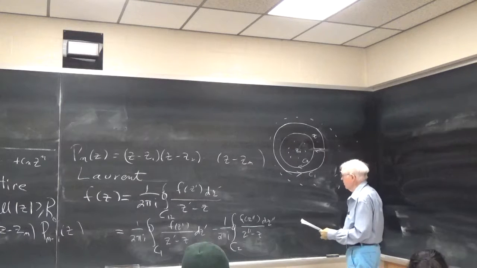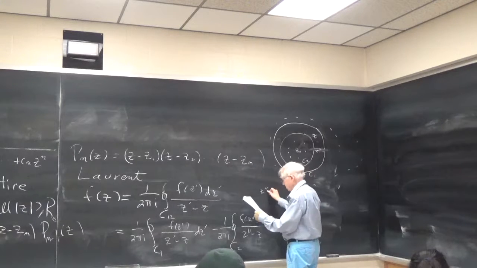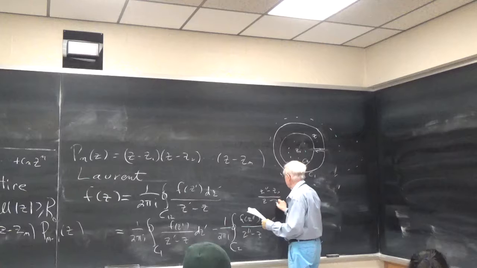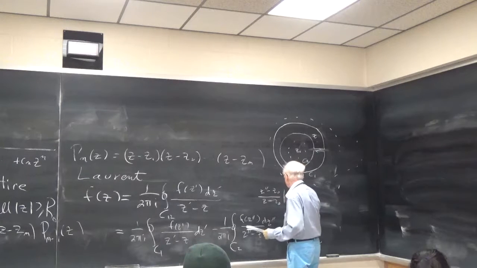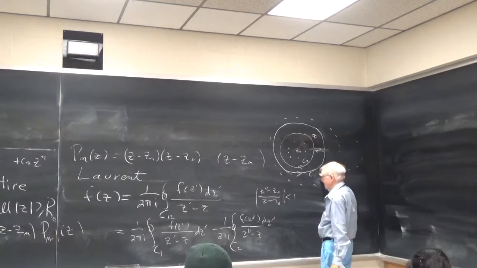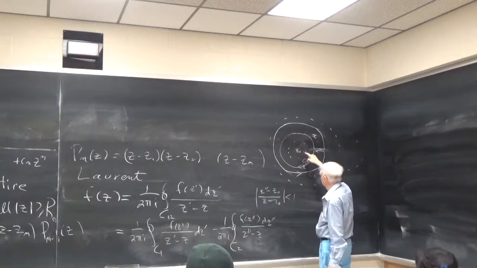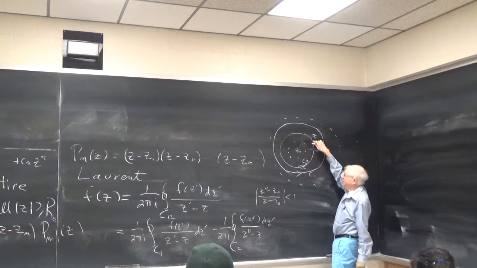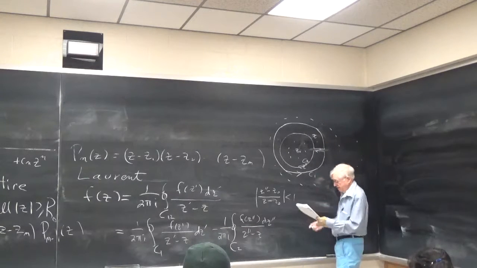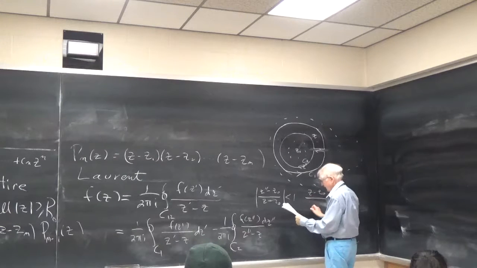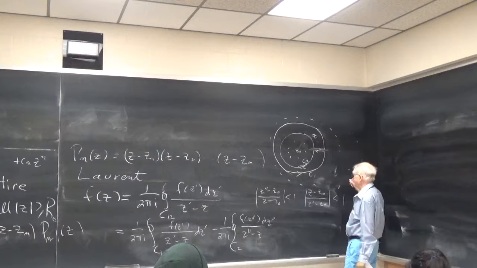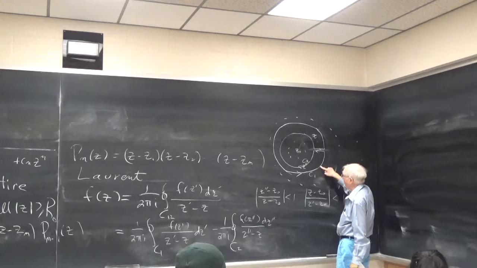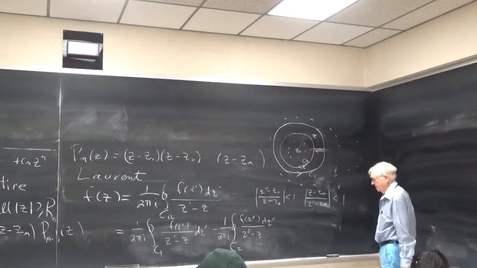What we're going to do is notice that the absolute value of z double prime minus z0 over z minus z0 is less than 1. The z double prime is on this contour here, so z double prime minus z0 is less than z minus z0. That's because z is inside the annulus between the smaller circle C2 and the bigger circle C1. And also z minus z0 over z prime minus z0 in absolute value is less than 1. And that's because z minus z0 is less than z prime minus z0, z prime being on C1.